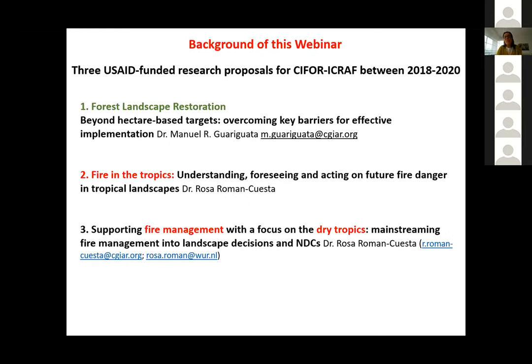Other two projects that have been running for the last 2 years on fire are also listed here. One of them tried to investigate where the hotspots of fire activity in the tropics are, and we will see right now how we define hotspots. We will be discussing this project today and the following project. The idea was to understand where these hotspots in the tropics are and try to foresee some action. And that's where the last project comes in, which basically tries to integrate some type of fire management, mainstreaming fire management into landscape decisions and trying to reduce fire emissions so that they could be incorporated in NDCs and within countries' national mitigation commitments.